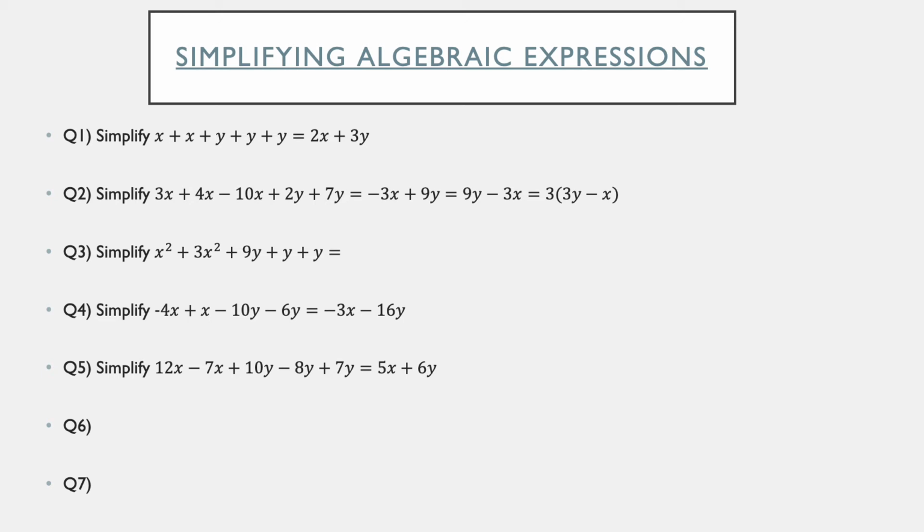So simplifying expressions. I'm not sure why I've put 6 and 7 there, so ignore that. Simplify x plus y plus y plus y. So it's simplifying expressions, so it's collecting like terms. So x plus x is 2x, y plus y plus y equals 3y. Don't get confused, guys. x times x is x squared. x add x is 2x.